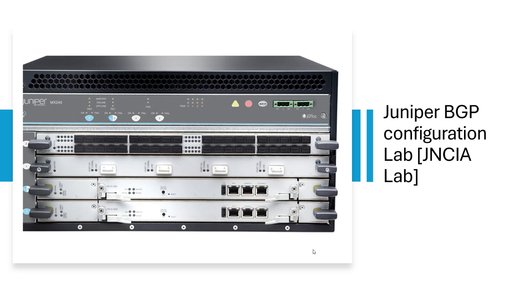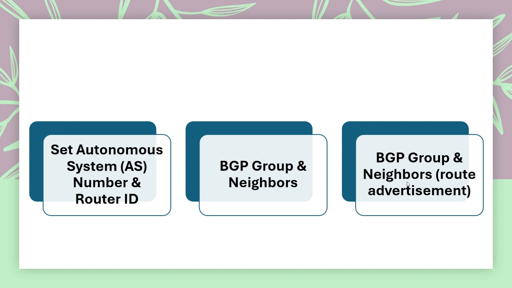In today's video, we'll discuss the Juniper BGP configuration on Junos routers as part of the JNCIA lab. Before we start exploring the configuration of the Junos routers, we'll first set the autonomous system, the router ID, and the BGP group and neighbors. In case you have more than one or two neighbors and want to configure policies, instead of mentioning them one by one on each neighbor, you can apply them to the group so that it applies to all the neighbors listed under the group. That we will explore. Then we will be doing the route advertisement on the router.